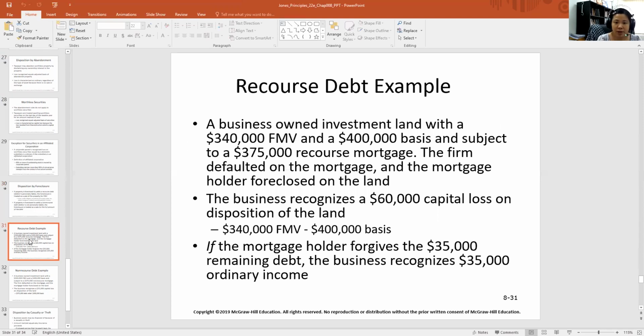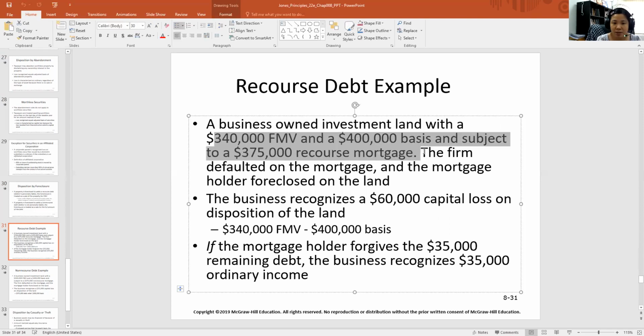For example, a business or investment land with a 340,000 fair market value and 400,000 basis, and subject to a 375,000 recourse mortgage. The firm defaults on the mortgage and the mortgage holder forecloses the land. So what does it mean here? The business has investment land with a 340,000 fair market value and 400,000 basis. Last time when they purchased the land, they paid 400,000.